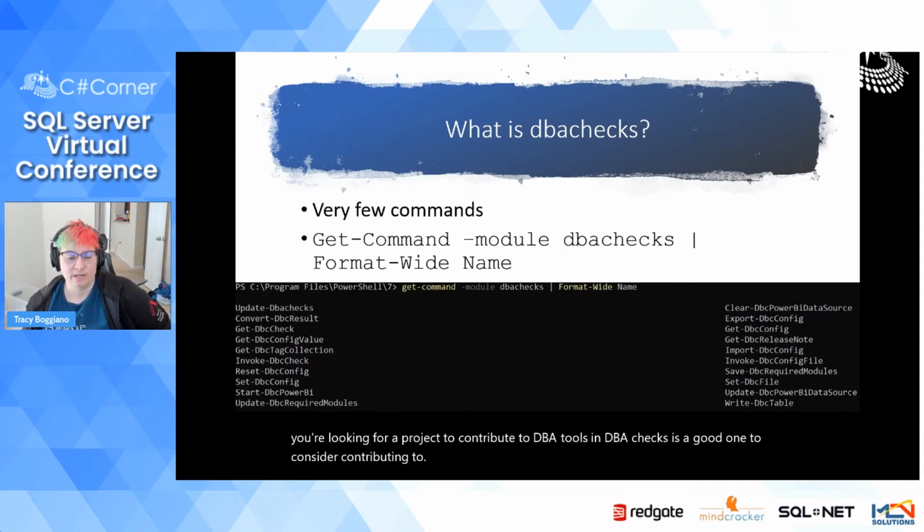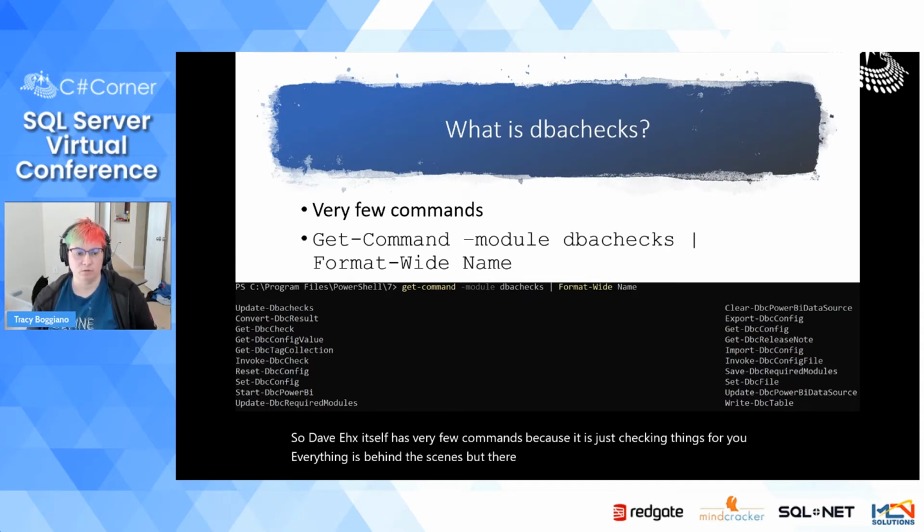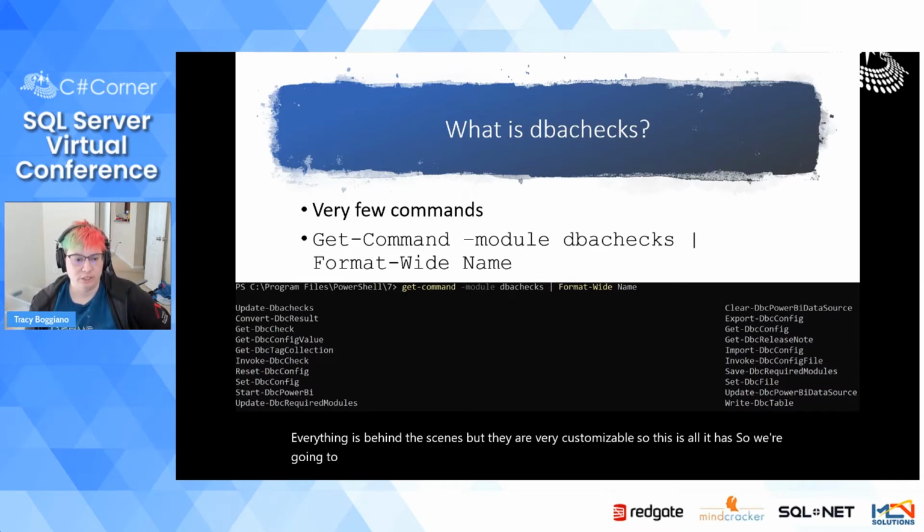So dbachecks itself has very few commands because it's just checking things for you. Everything's behind the scenes, but they're very customizable. So this is all it has. So we're going to go over the Invoke-DbcCheck and a few on setting the Dbc config values so that we can actually customize our environment for us.